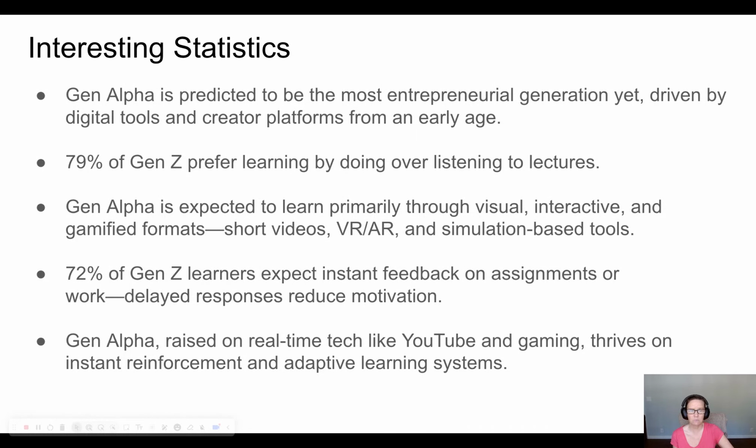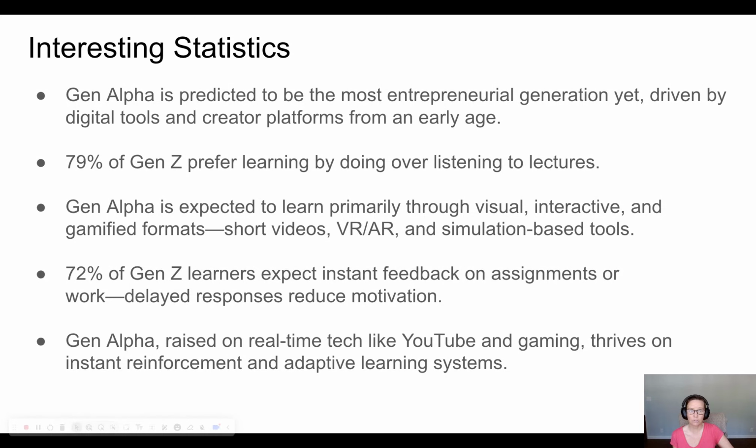And here's something really important to keep in mind. Both generations are incredibly entrepreneurial. Gen Z already shows strong interest in creating their own paths, and Gen Alpha is projected to be the most entrepreneurial generation yet. With early exposure to creator tools, whether it's launching YouTube channels, selling digital art, or building games, they see their hobbies not just as fun, but as potential careers.